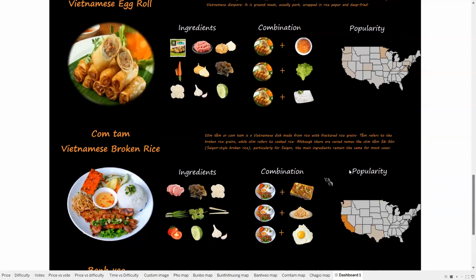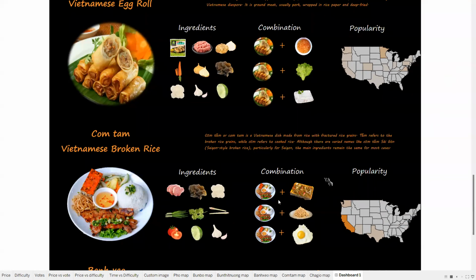The next dish I want to introduce to you is the cơm tấm, which is Vietnamese broken rice. It's a dish made from rice with fractured rice grains. And this rice with Vietnamese pork chop is packed with flavor, super easy to make, and a crowd pleaser.